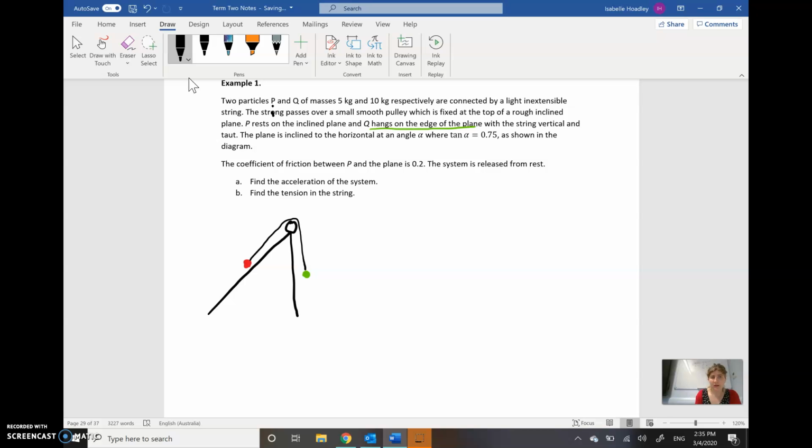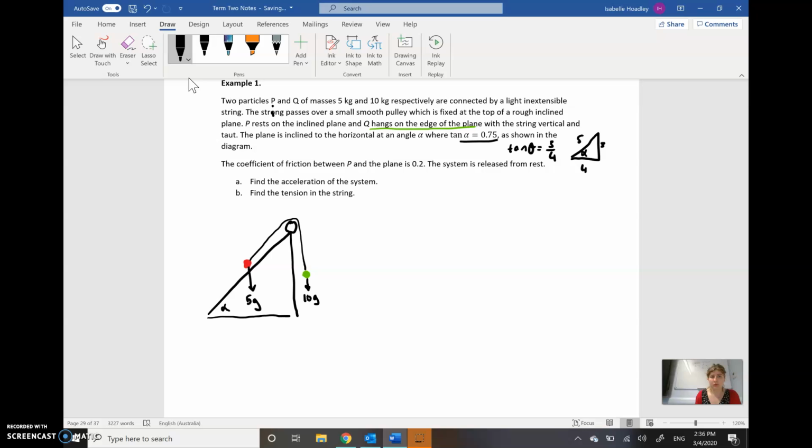Okay. P has a mass of 5 kilograms, so P is exerting a 5G force downwards. Q is 10 kilograms, so that's exerting a 10G force downwards. The plane is inclined at angle alpha, where again tan alpha equals 0.75, so tan alpha is therefore 3/4, and we have our 3, 4, 5 triangle that we can use to work out anything that we need to know. The coefficient of friction between P and the plane is 0.2.